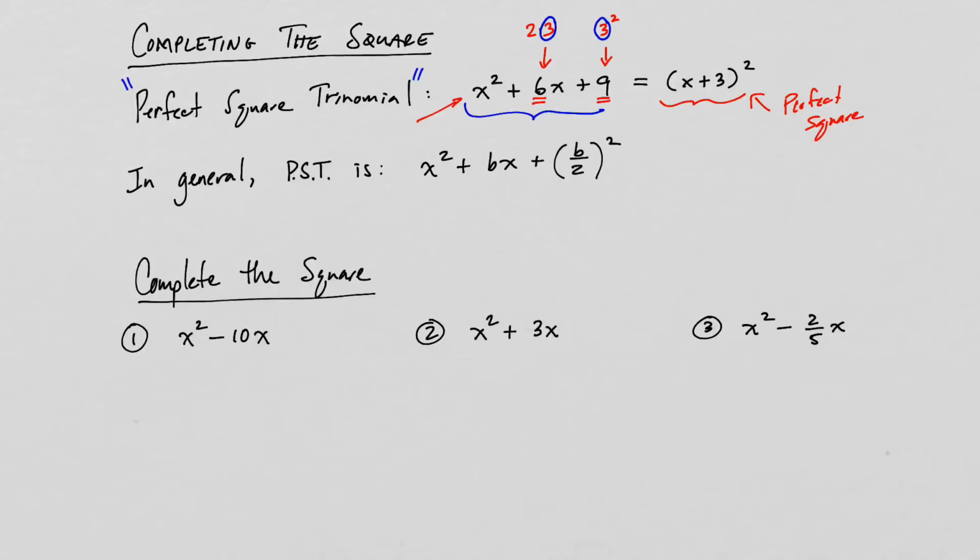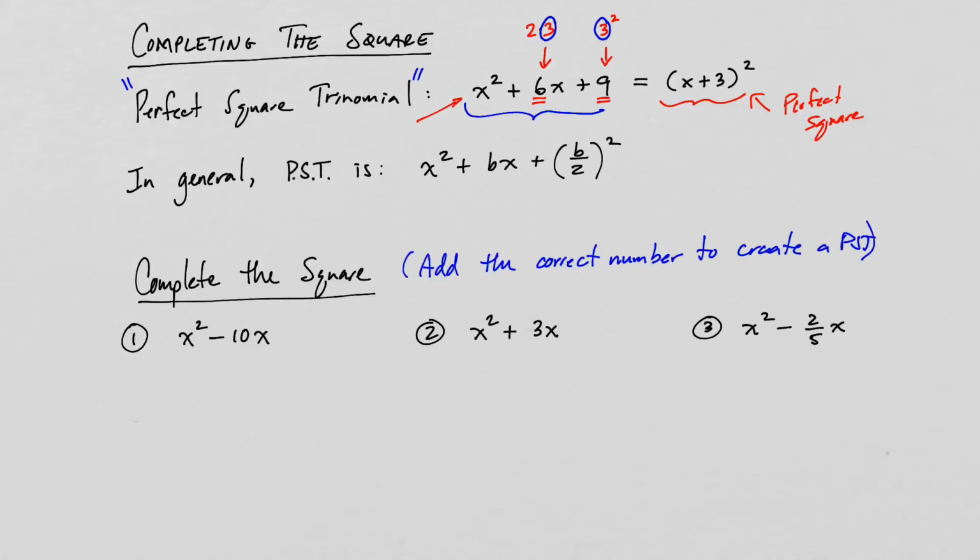So down in these examples, you are given a binomial. Notice that we're given a binomial that is missing the constant term. And we are tasked with completing the square. That means we need to add the appropriate number to make this a perfect square trinomial. That's what we need to do: add the correct number to create a perfect square trinomial.